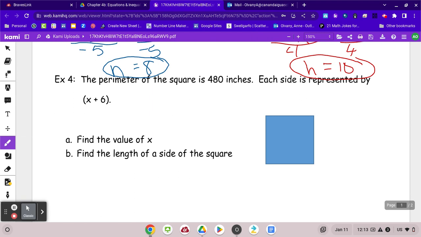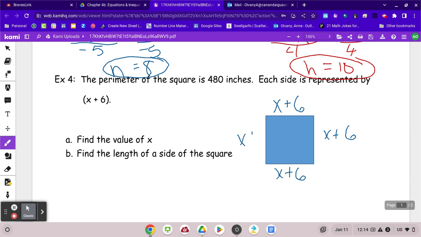The perimeter of the square is 480 inches. Each side is represented by x plus 6. First thing we're going to do is find the value of x, and the second thing we're going to do is find the length of the side of the square. I've drawn a square there for you so that you can do some labeling. Each side is represented by x plus 6. So I'm going to label each side x plus 6.